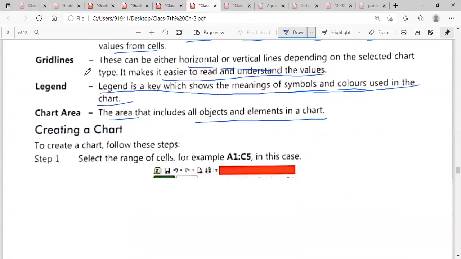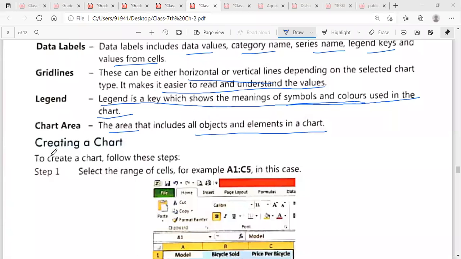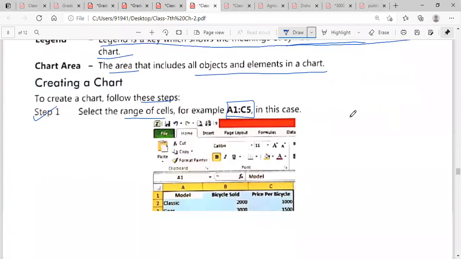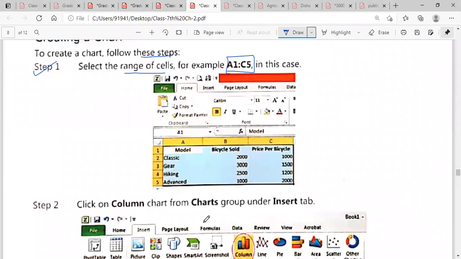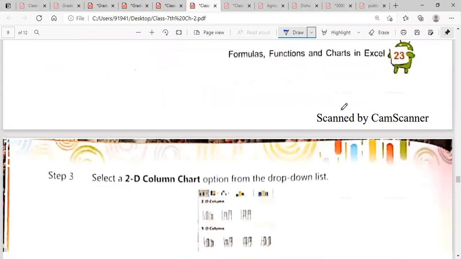Now next is creating a chart. To create a chart, follow these steps. First, select the range of cells, for example, A1 to C5 in this case, like this. Okay. First select the range and then click on column chart from the chart group. Under the Insert tab, go to the Insert tab and select this one, column. Okay. Now we have selected the column.